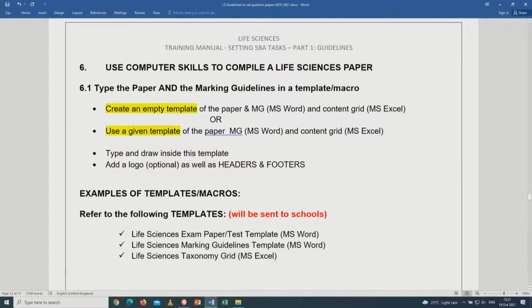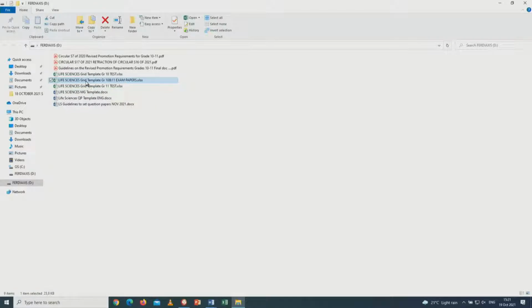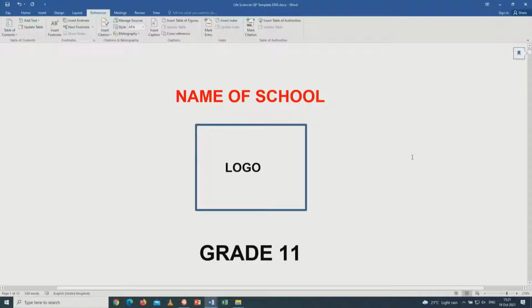It's up to you. Now I'm going to show you the three templates that I'm referring to. The taxonomy grid we already spoke about. But let's go to the paper and then the marking guidelines, so-called template. And in red, I say it will be sent to schools. Right, so what I mean with a grid, not a grid, a template, or a macro is this.